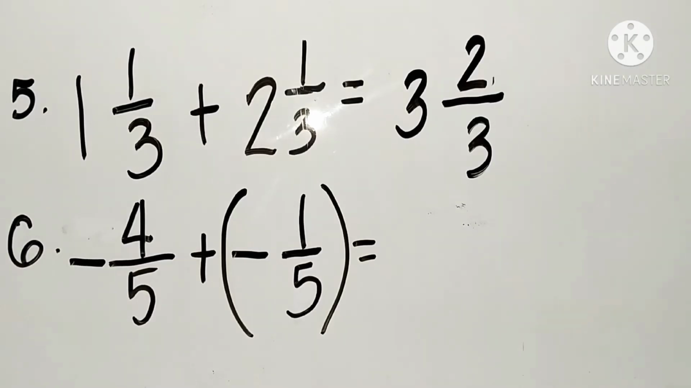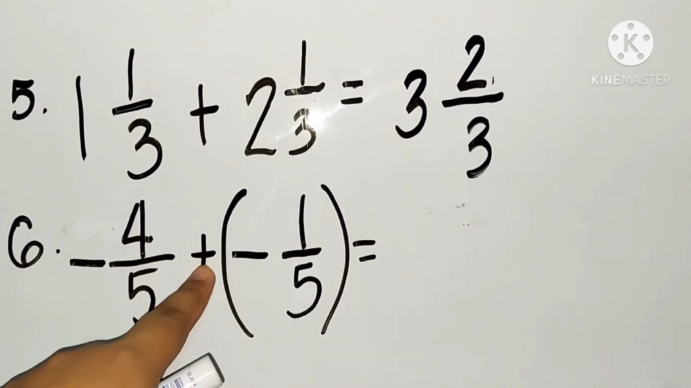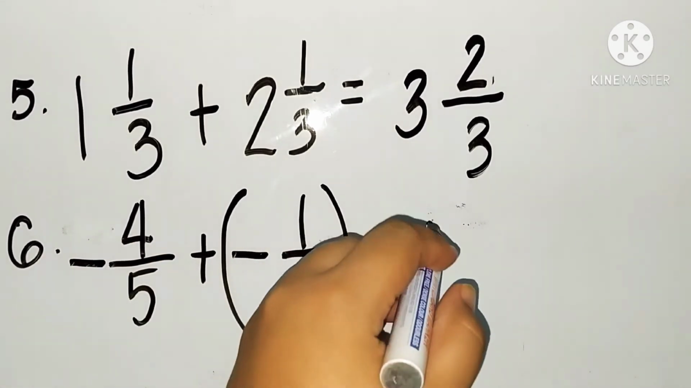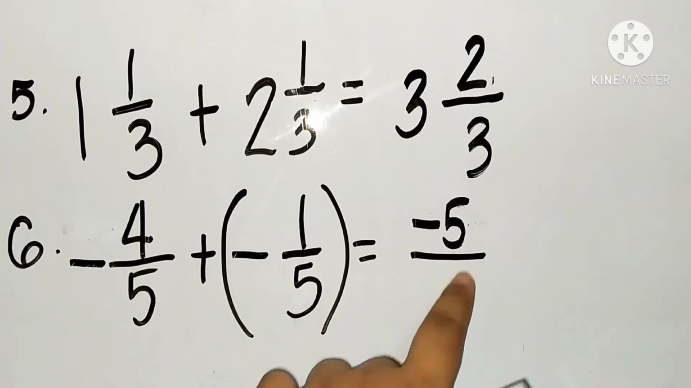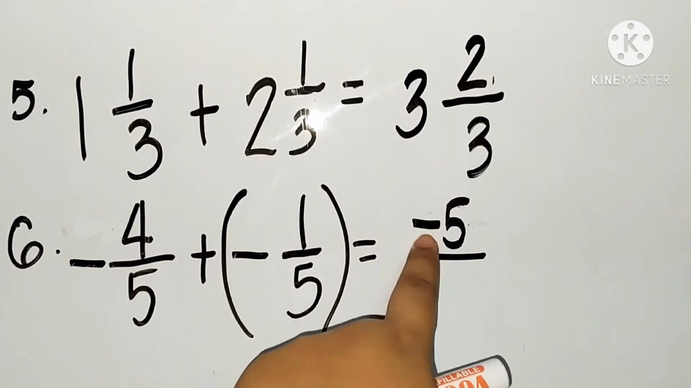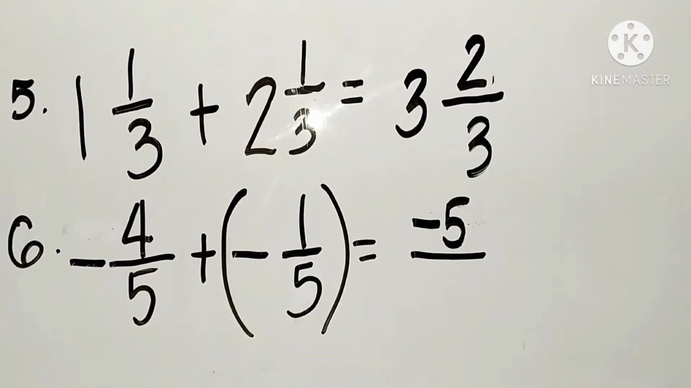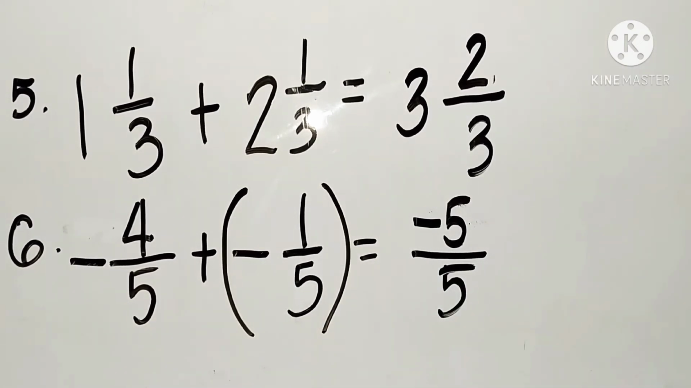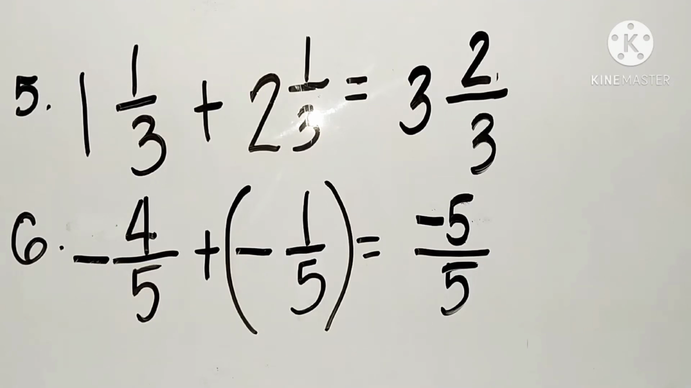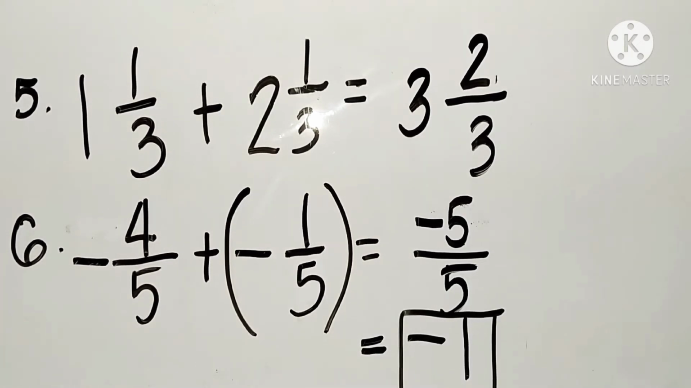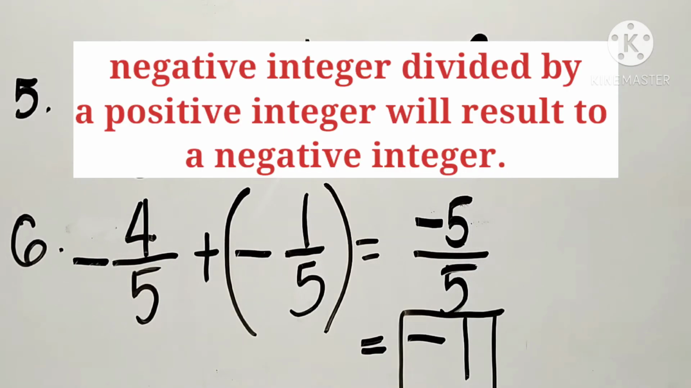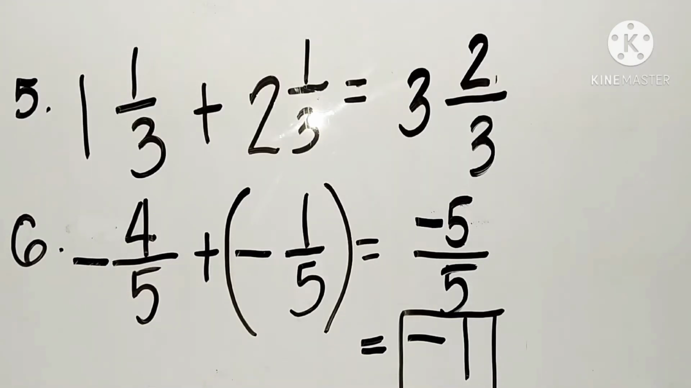Number 6, magiging negative 4 plus negative 1. So, that is negative 5. In adding same signs, add the numbers. So, 4 plus 1, kaya naging 5. And then, keep the sign. Since pare silang negative, so kinopya ko lang yung sign na negative. And then, copy the denominator, which is 5. So, kung mapapansin nyo, pwede natin siyang i-express into its lowest term. Since ang kanilang common factor ay 5. Ang sagot natin dito ay negative 1. Sa rule natin, in dividing integers, dividing a negative integer by a positive integer, the result is negative. So, yan ang ating similar fractions.